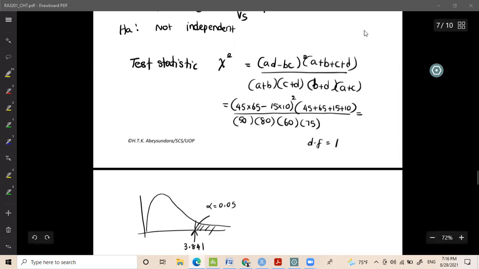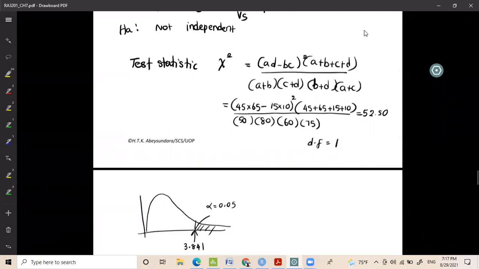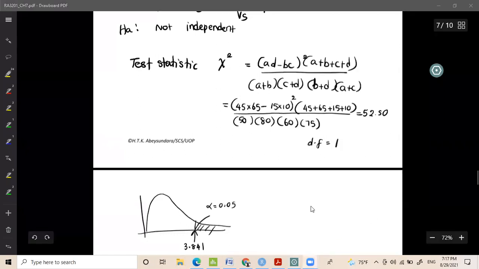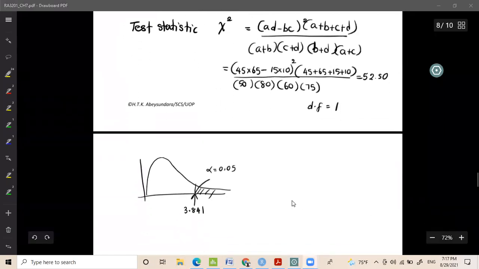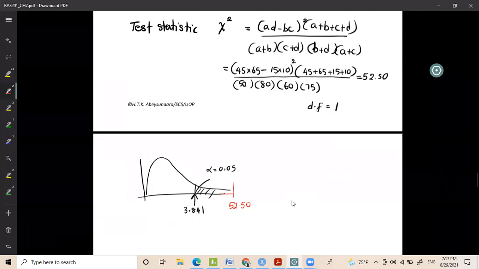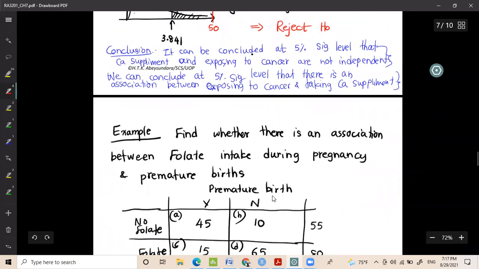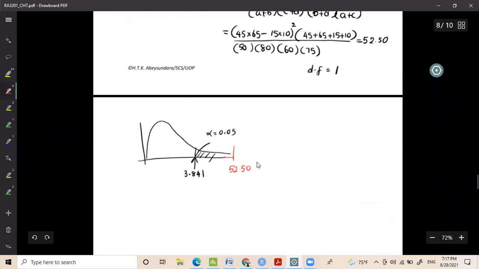Okay, so it is 52.50. Okay. Right. So again, it is obvious that it is going to be somewhere far away on your right here. This is again the same thing: alpha 5%, degrees of freedom 1, the rejection region will be beyond 3.841, like the previous case. So you can clearly see that is again rejecting H0.